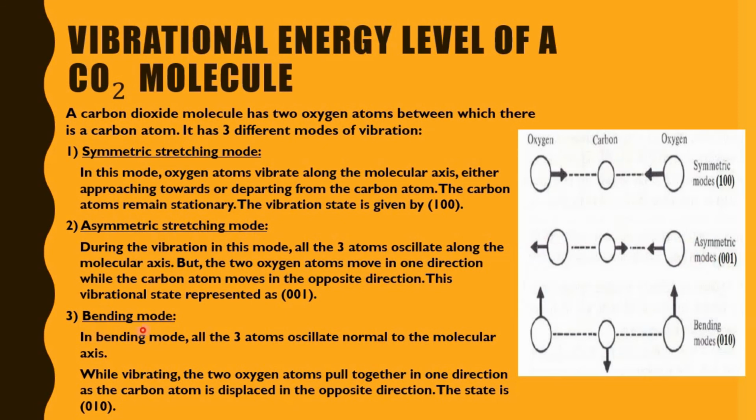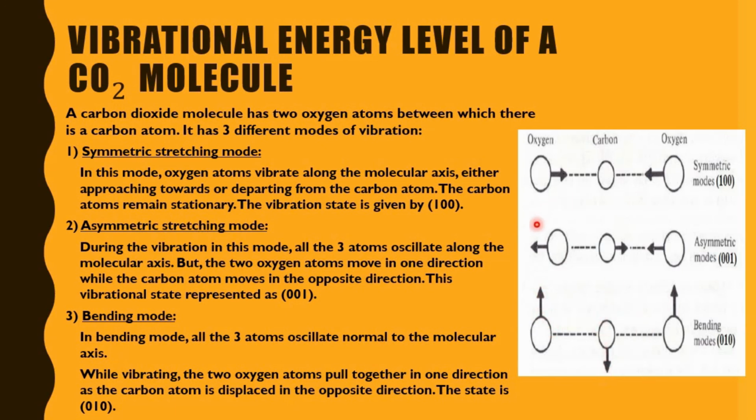And the last is the bending mode. In the bending mode, all three atoms oscillate normal to the molecular axis, that means either in the up direction or in the down direction. Here the two oxygen atoms move together in the same direction, as they did in the asymmetric mode, but instead of moving along the molecular axis, they move normal to it, at 90 degrees. The oxygens move in the same direction and the carbon in the opposite direction.